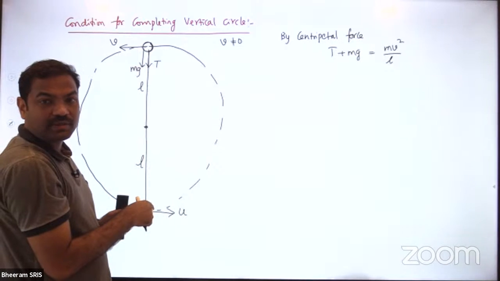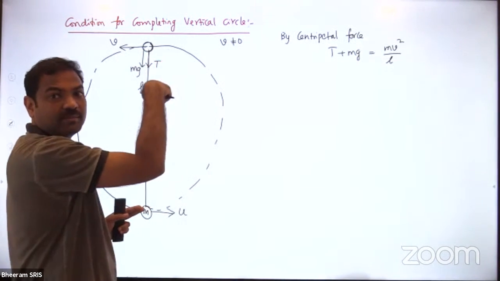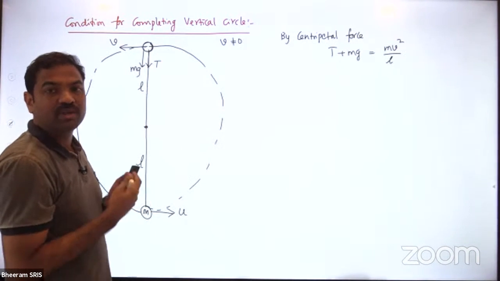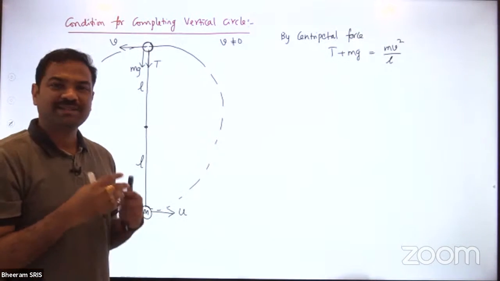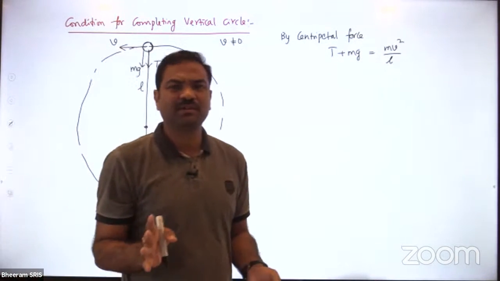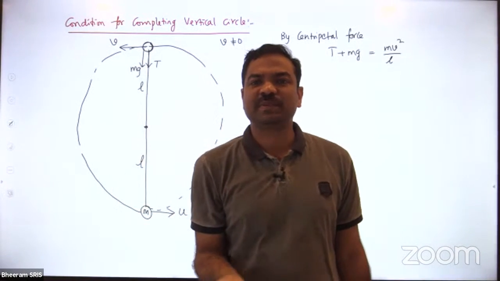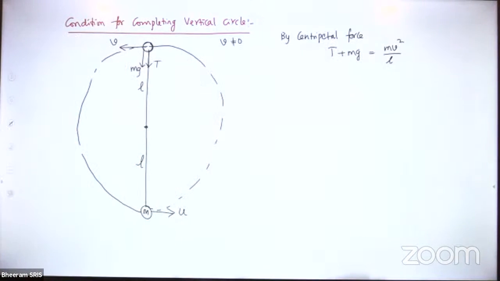But who will do the work? Gravity will do the work. What work will it do? The pendulum is going up, and gravity acts downward, so gravity will do negative work. Because of negative work, kinetic energy decreases. Or else, very simple common sense: as the body is going up under gravity, what happens to speed? Speed decreases. Got it clear?